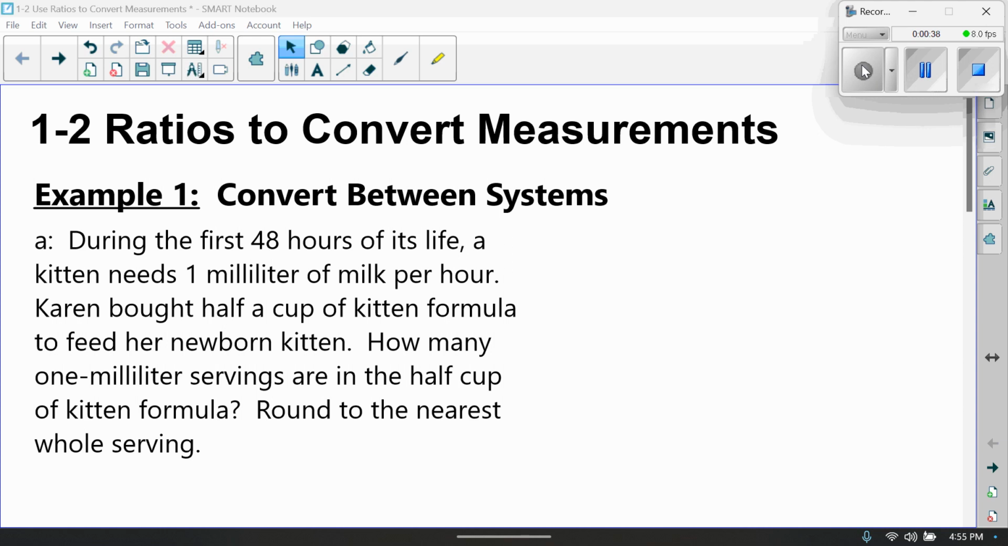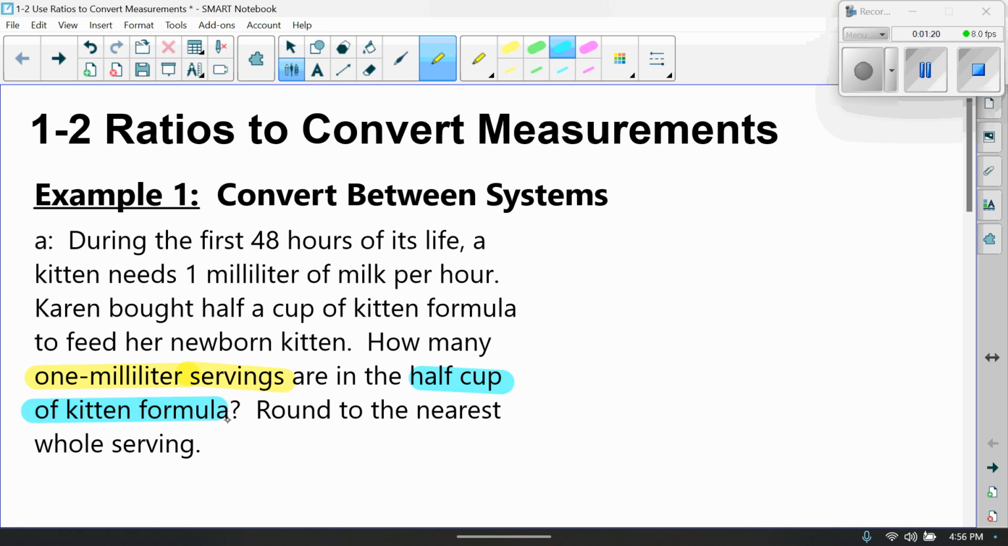It says, during the first 48 hours of its life, a kitten needs 1 milliliter of milk per hour. Karen bought a half cup of kitten formula to feed her newborn kitten. We want to know how many 1 milliliter servings are in the half cup of kitten formula, and we want to round to the nearest whole serving. So the first thing we want to do is know what we are converting from and to. It says how many 1 milliliter servings are there in a half cup of formula. So we want to go from cups to milliliters.